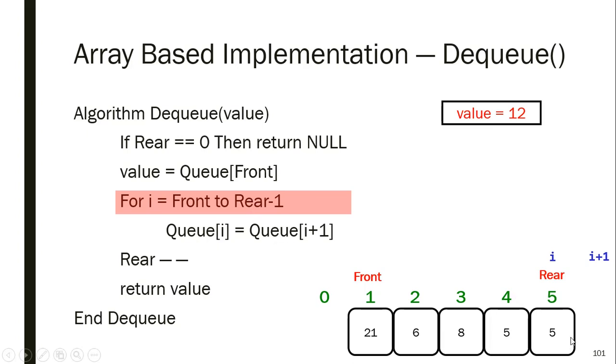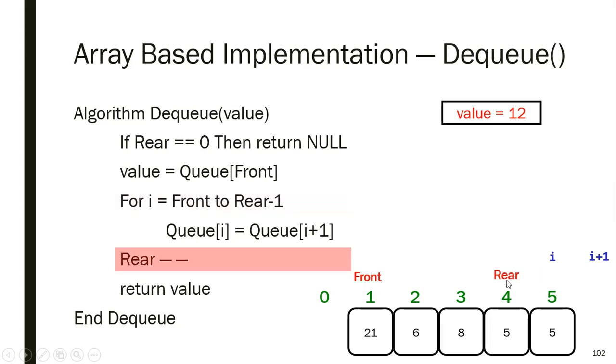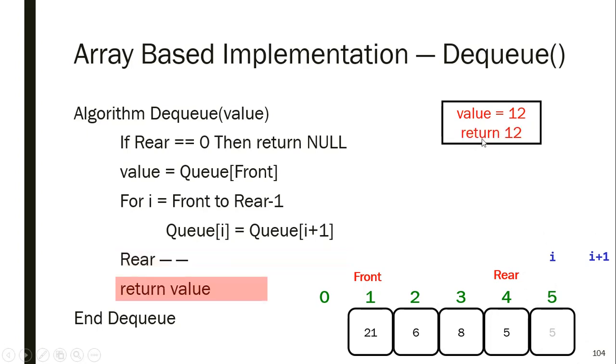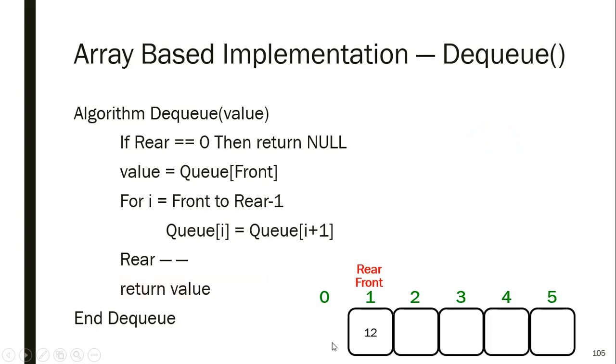Now we don't need this value. So if we just move rear to 4, it means this value cannot now be accessed. Even though it is present, it cannot be accessed, so it is just like it is not present here. So no worries, and we are going to return the value that we have stored. So we have removed this 12 from the front. So dequeue means to remove from front. This was a very simple operation.